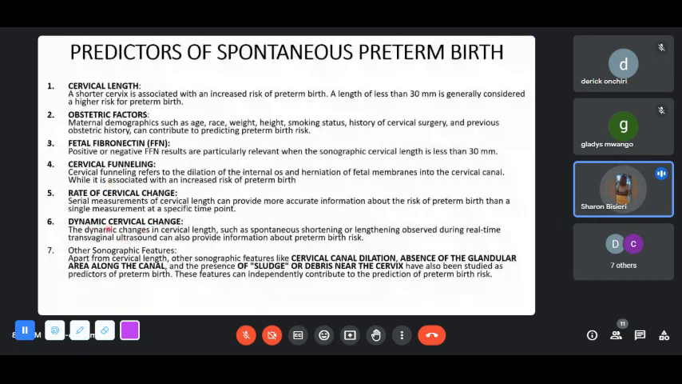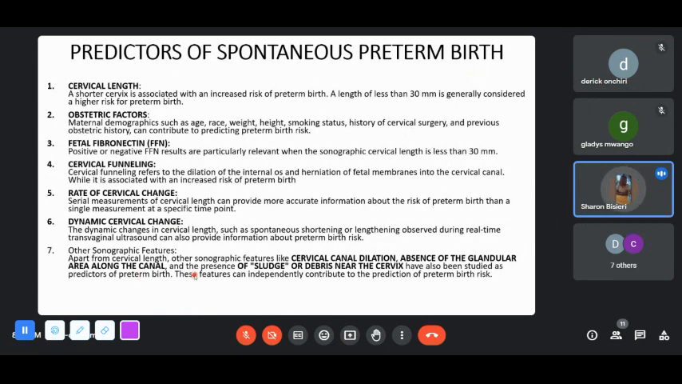For dynamic cervical change, and how we can differentiate that from rate of cervical change, is that dynamic cervical change is in one setting. So if you're examining the patient and you examine the cervix at different times in one setting, and you see that the measurements or the appearance of the cervix has changed, or rather it has shortened, then you can conclude that patient will probably undergo preterm delivery.